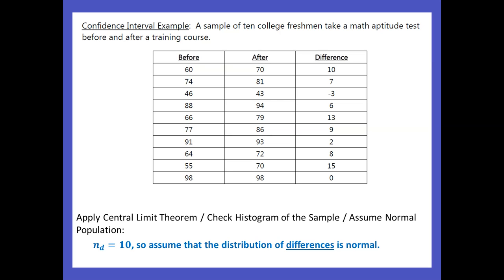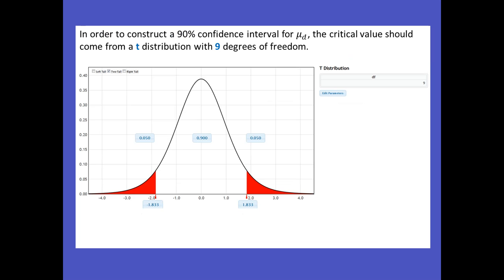Here, that would be the distribution of differences. That's the thing that we're treating like it's the variable. That's why that's underlined, just to emphasize that. To get the critical value, if n sub d is 10, we need to use 9 degrees of freedom and 90% confidence, so we need a 0.9 in the center, so our critical value is 1.833.